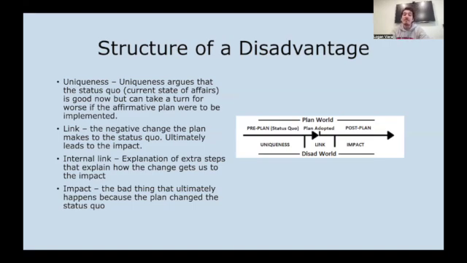The link specifically tells us what that thing that must happen is. And most often, it'll be something that the plan changes that will cause that undesirable thing to happen. The internal link and the impact, right, can be thought of as both the explanation of the extra steps that end up at the impact and why that impact itself is a bad thing that might happen.